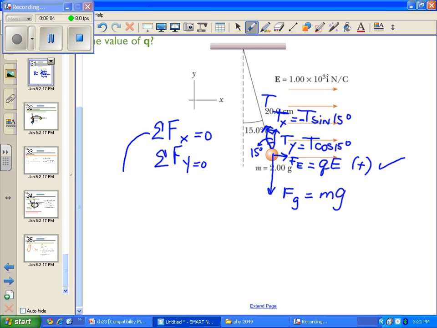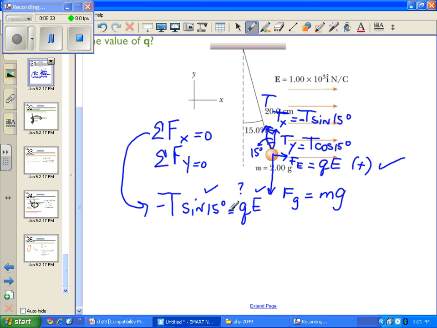Well, first condition, that the sum of the forces in x must equal 0: minus T sine of 15 degrees plus QE equals 0, so T sine of 15 degrees equals QE. Well, let's see. We know E. We don't know Q. In fact, that's what they asked us to solve for. We know sine of 15, but we don't know T.